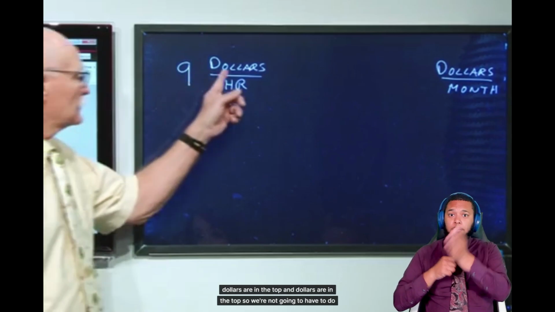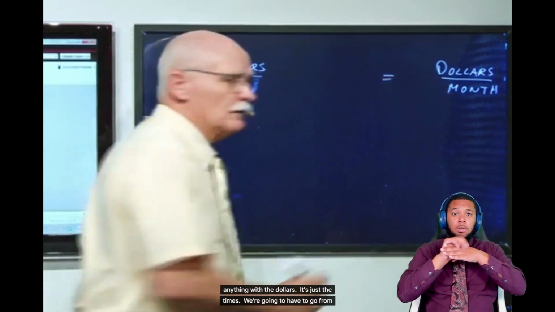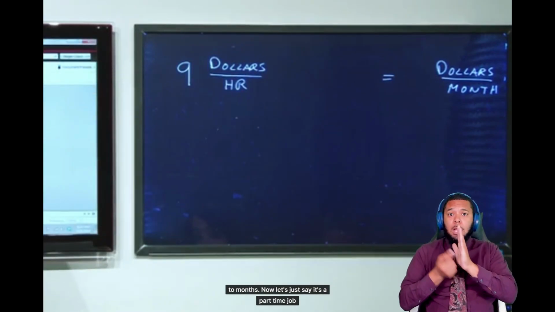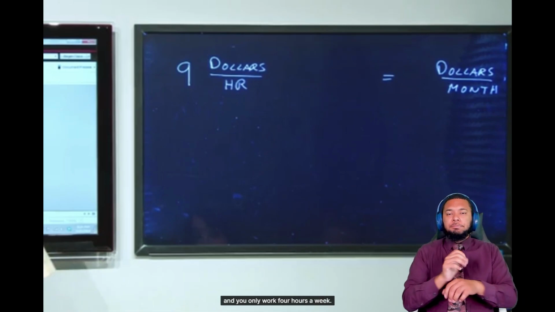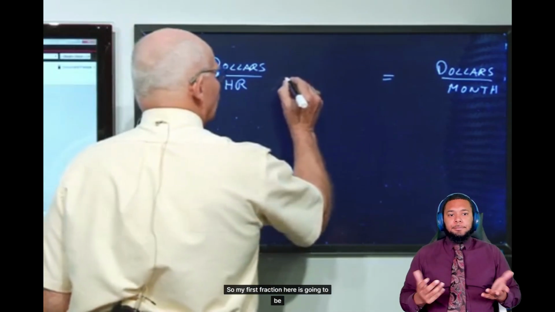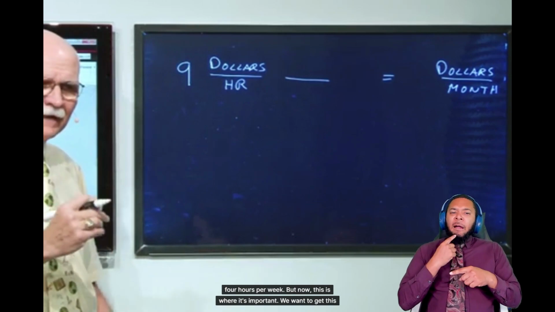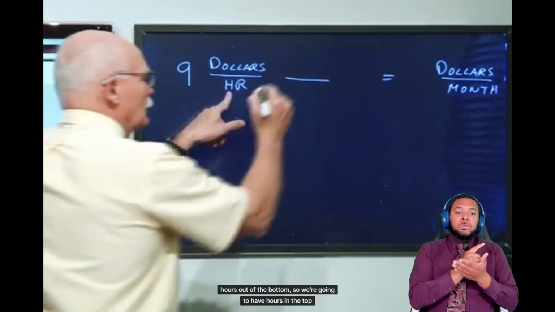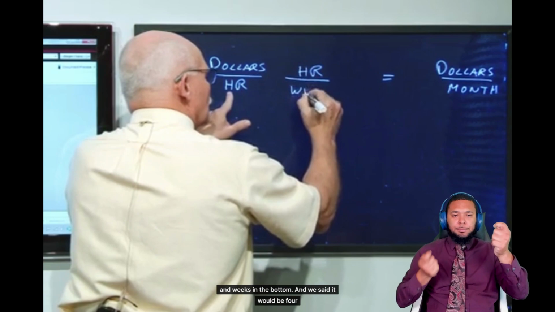Well, fortunately, dollars are in the top and dollars are in the top. So we're not going to have to do anything with the dollars. It's just the times. We're going to have to go from hours to months. Now let's just say it's a part-time job and you only work 4 hours a week. Okay? So my first fraction here is going to be 4 hours per week. But now, this is where it's important. We want to get these hours out of the bottom, so we're going to have hours in the top and weeks in the bottom.